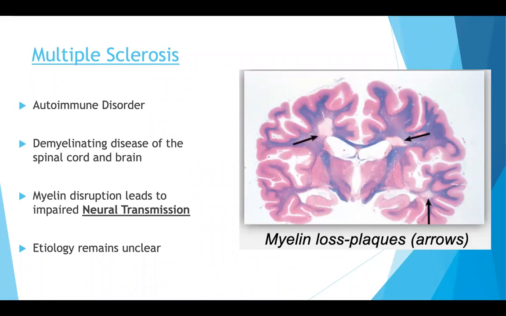So MS is an autoimmune disorder. It is characterized by the demyelination of the spinal cord and brain. This myelin disruption leads to impaired neural transmission, which gives rise to the characteristic symptoms of this disease. The etiology remains unclear at this time.